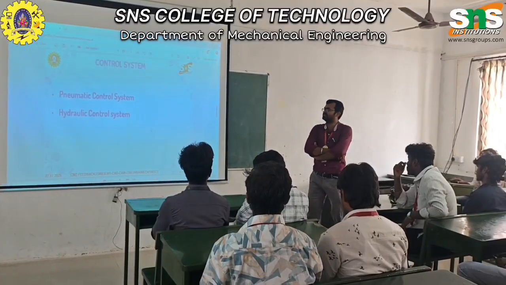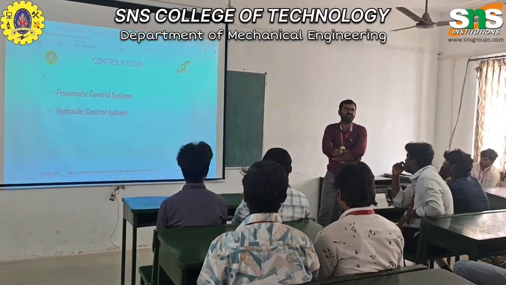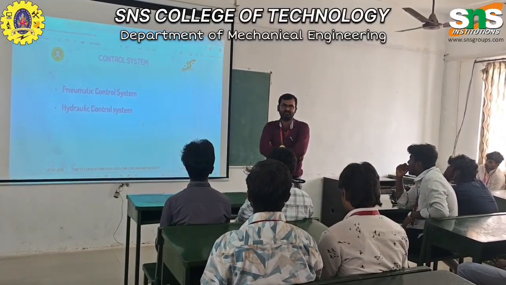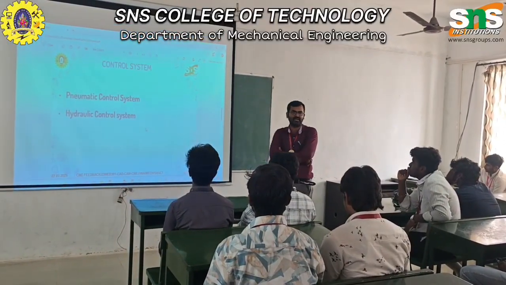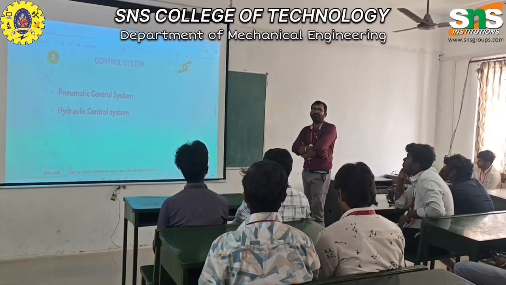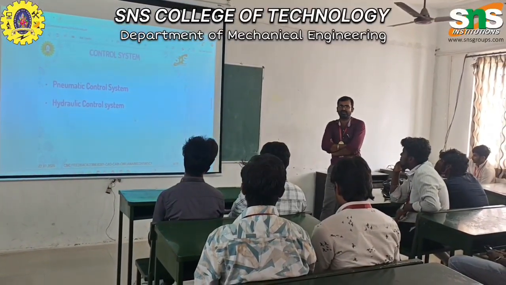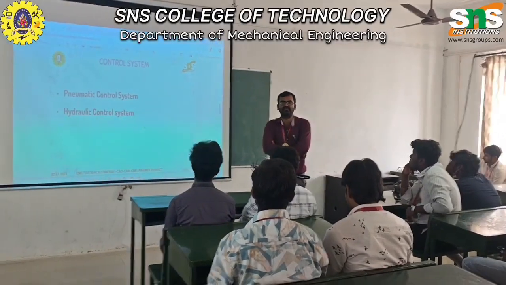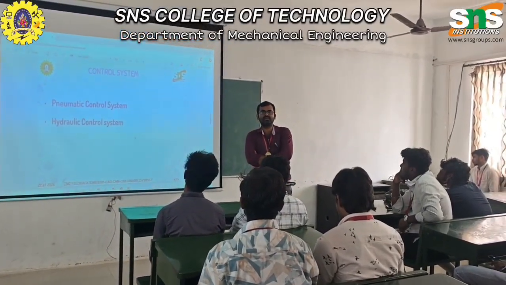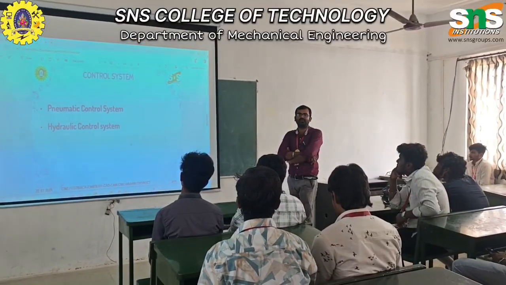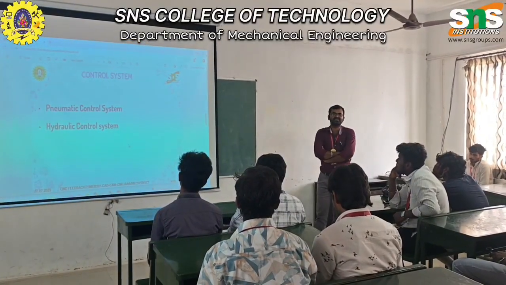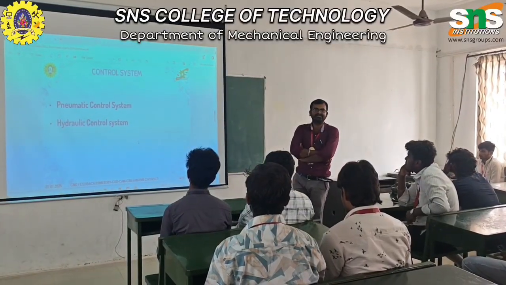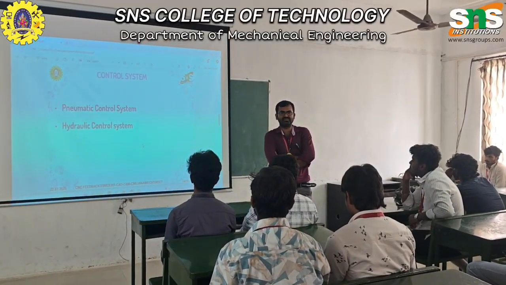First of all, what does the pneumatic control system mean? We use pressurized air as a fluid medium. By using this pressurized air, we can control operations like tool movement, up and down movement, or we can clamp or unclamp the workpiece. These controlling operations performed by using pressurized air are known as the pneumatic control system. Then the second one is the hydraulic control system.